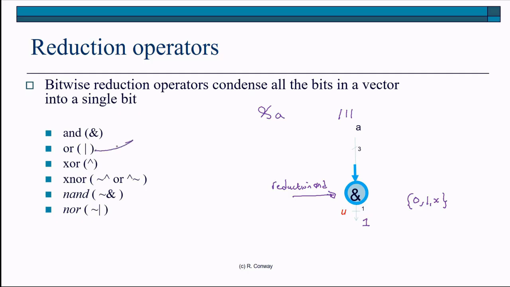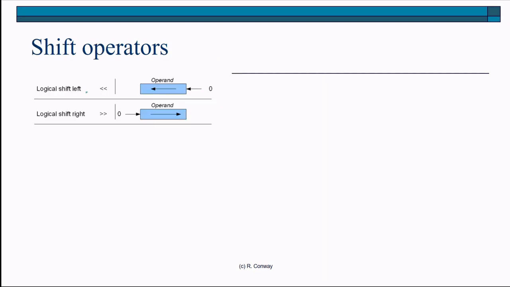The reduction OR operator is an important one to be aware of, as it is implicitly used by certain statements in the Verilog language that we will encounter later. Our next group of operators are the shift operators, and we'll start with the logical shift left and the logical shift right. So the logical shift left is given by this operator and the logical shift right by this one.